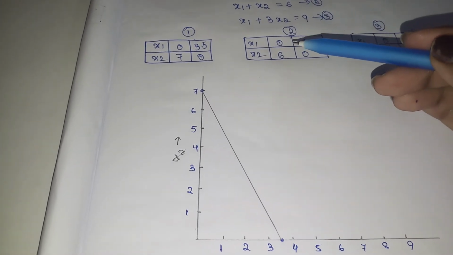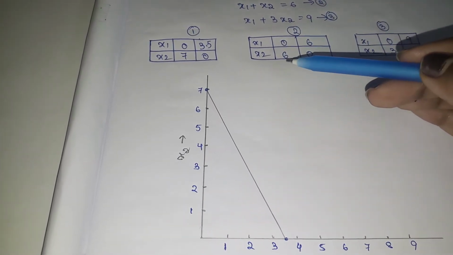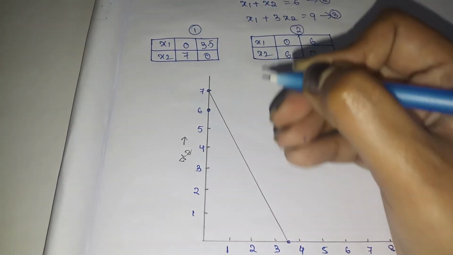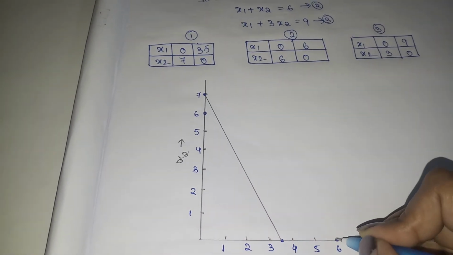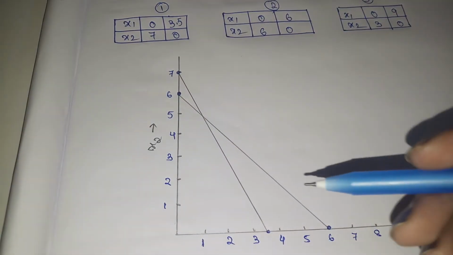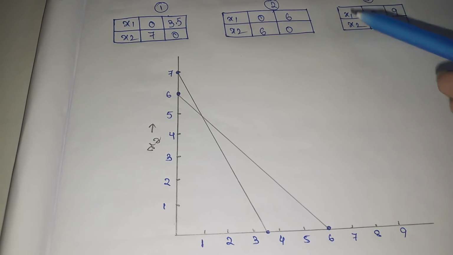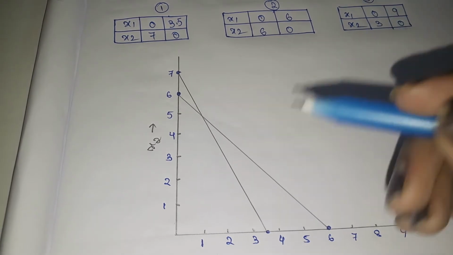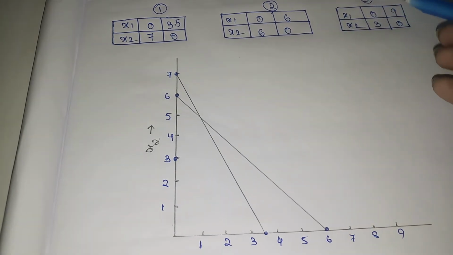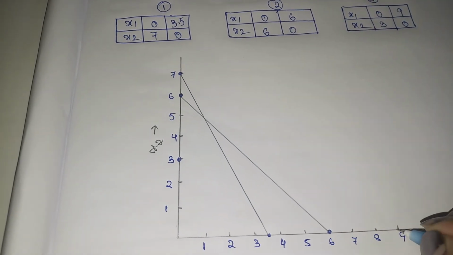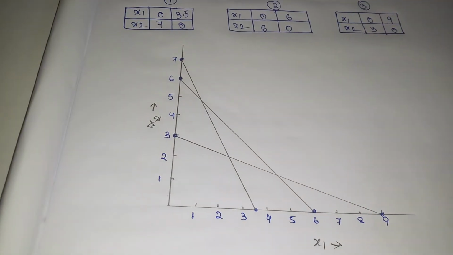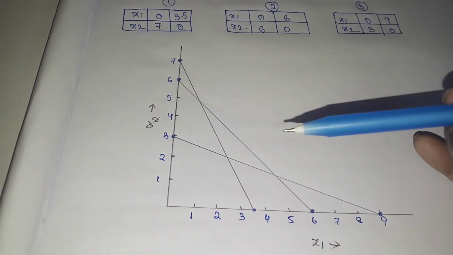Let's see the second one. When x1 equal to 0, x2 is 6. When x2 equal to 0, x1 is 6, which means 6 over here and 6 over here. So I'm going to join the 2 points again. Okay, I have done that. Now for the third one, when x1 equal to 0, x2 is 3. And when x2 equal to 0, x1 is 9, which means this one. So I'm going to join the 2 points. Alright, all the lines are drawn.